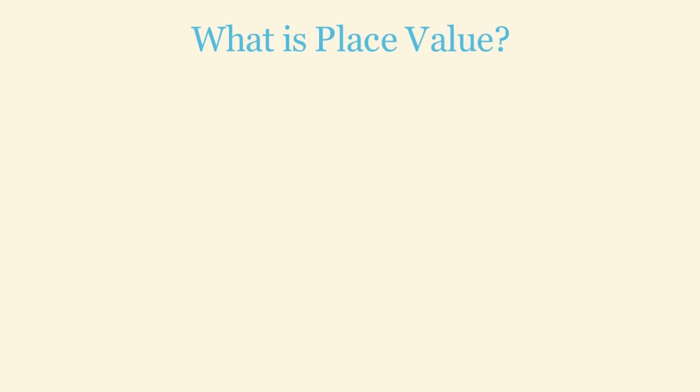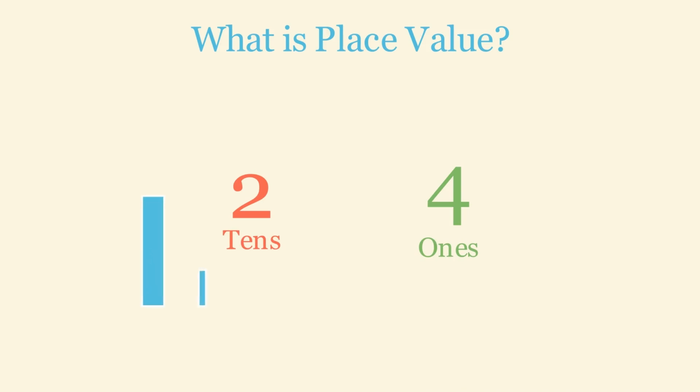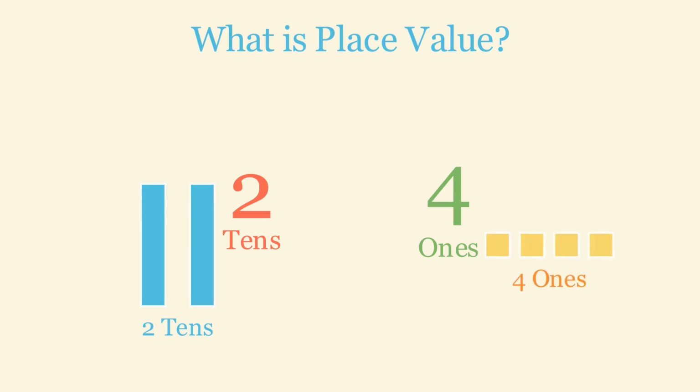What is place value? To understand this, consider the number 24. This two-digit number can be separated into two groups of tens and four ones. Each rectangular bar here represents one 10, and each square box represents one 1 or 1 unit. Therefore, we can split 24 into two tens and four ones or 4 units, as shown on the screen.